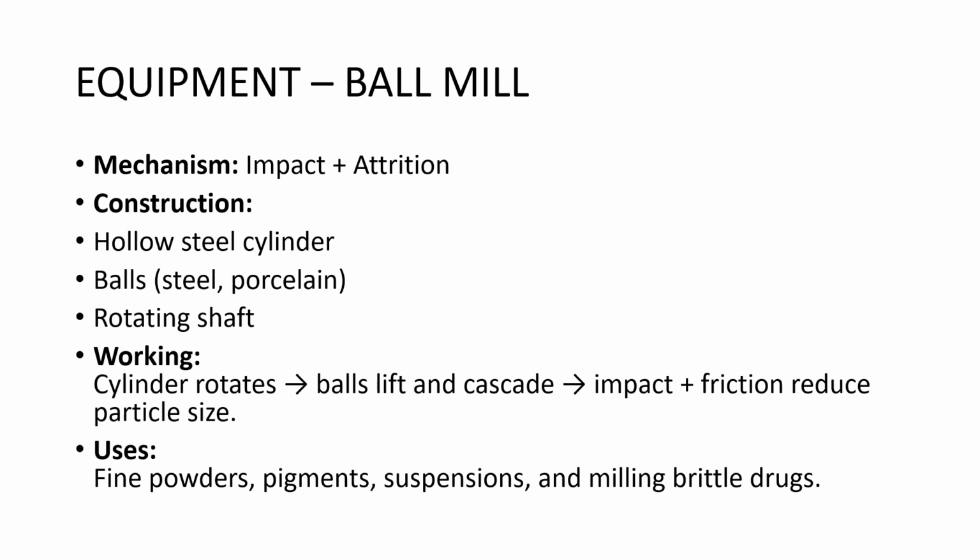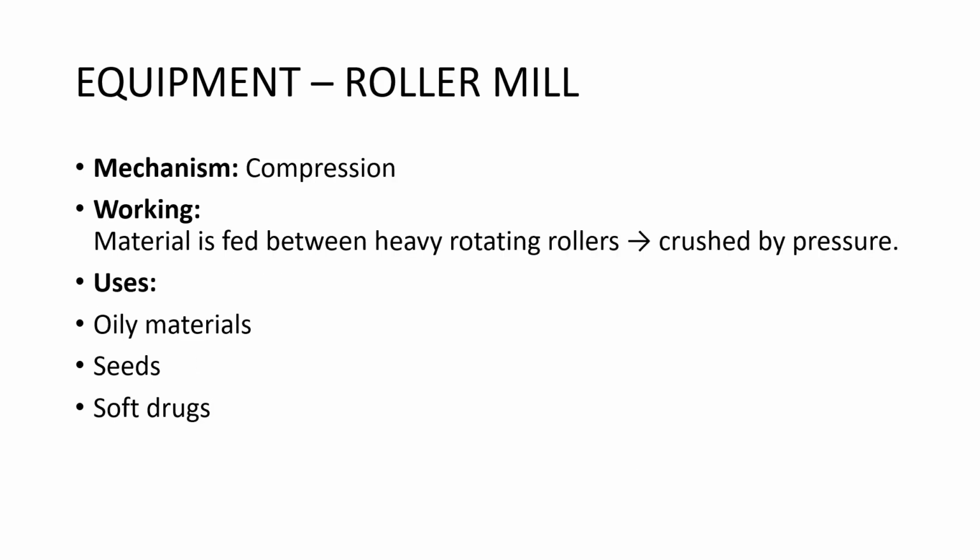After the ball mill, we have the roller mill. Let's move on to the next slide. The roller mill works by crushing the material between heavy rollers. It is useful for oily and soft materials and provides uniform particles with minimum heat generation.